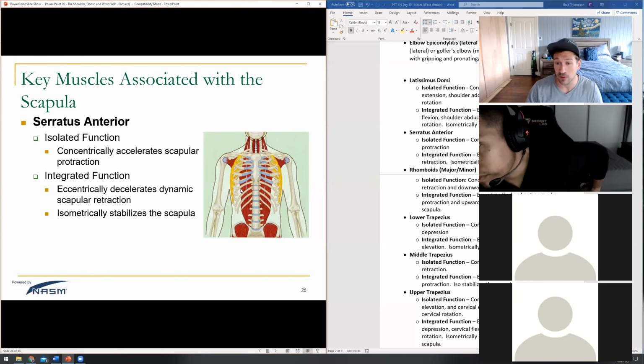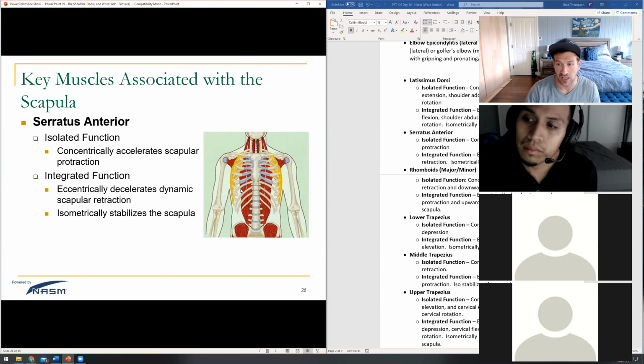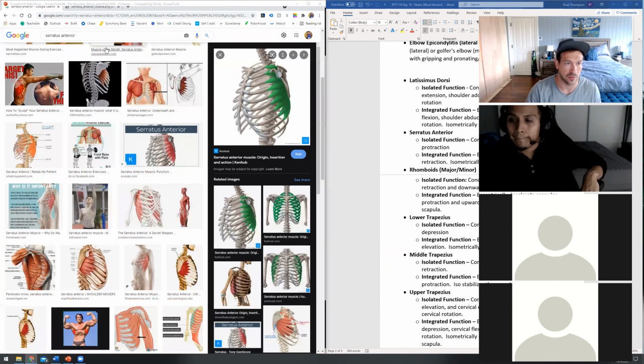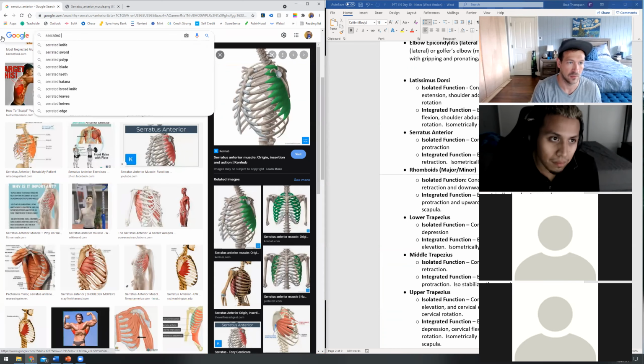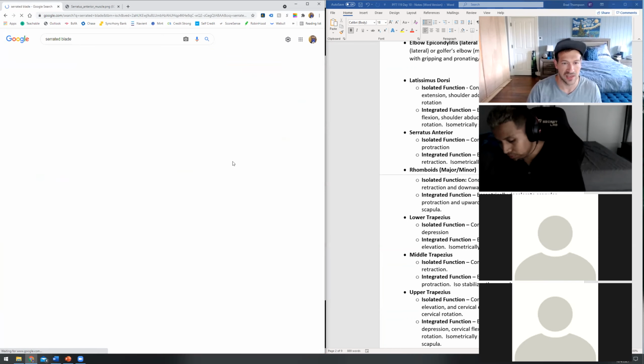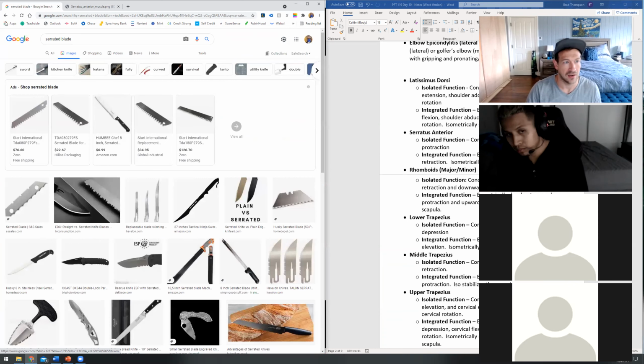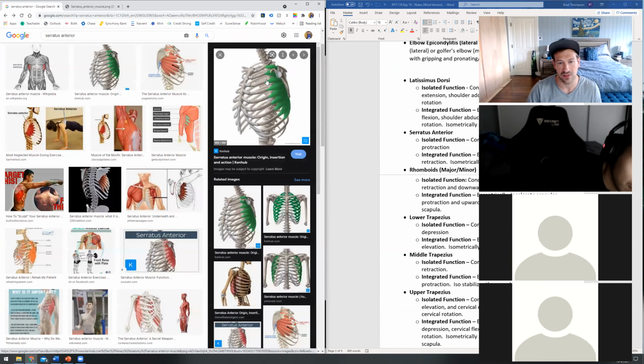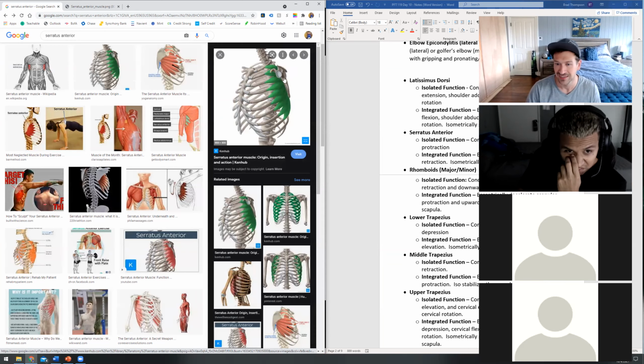By the way, easy to remember, think serrated blade, because that's what it kind of looks like. And it's on the front. You think serrated blade, it's those knives with the ridges, right? And that's kind of what it looks like. It's a whole bunch of little ridges. So that's how you can kind of memorize that.